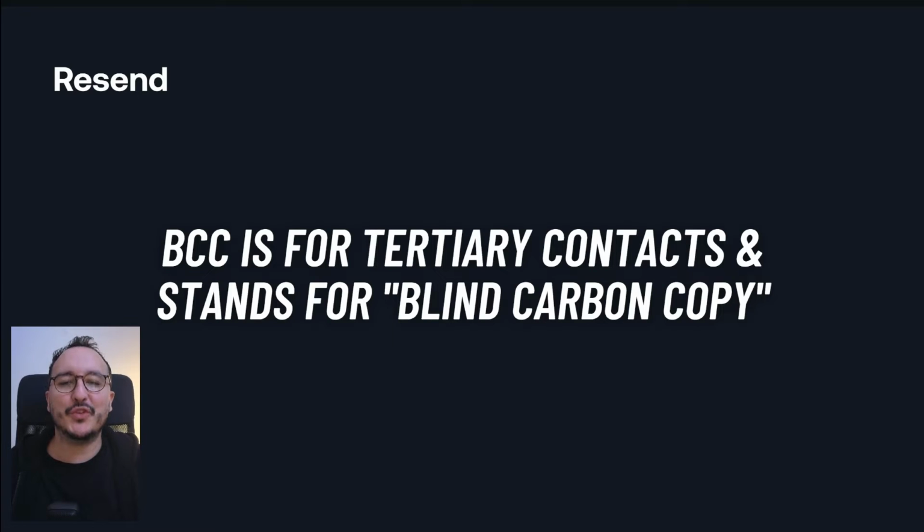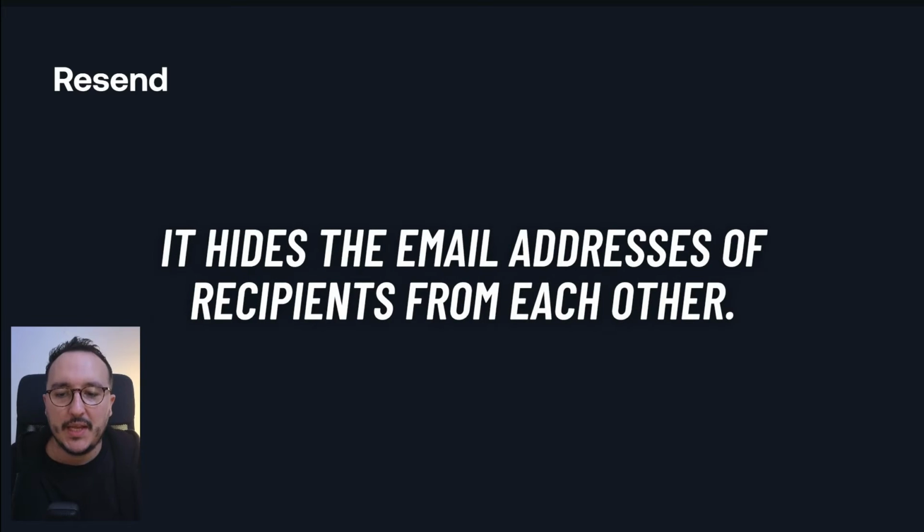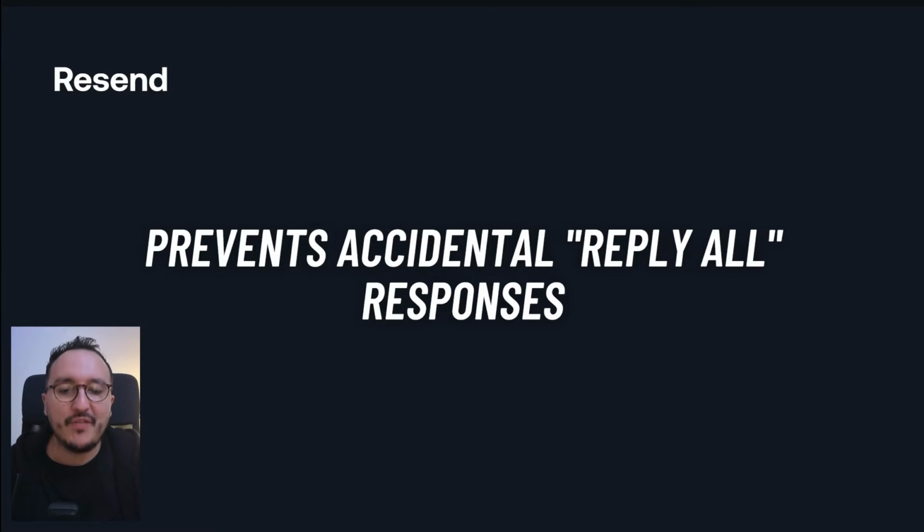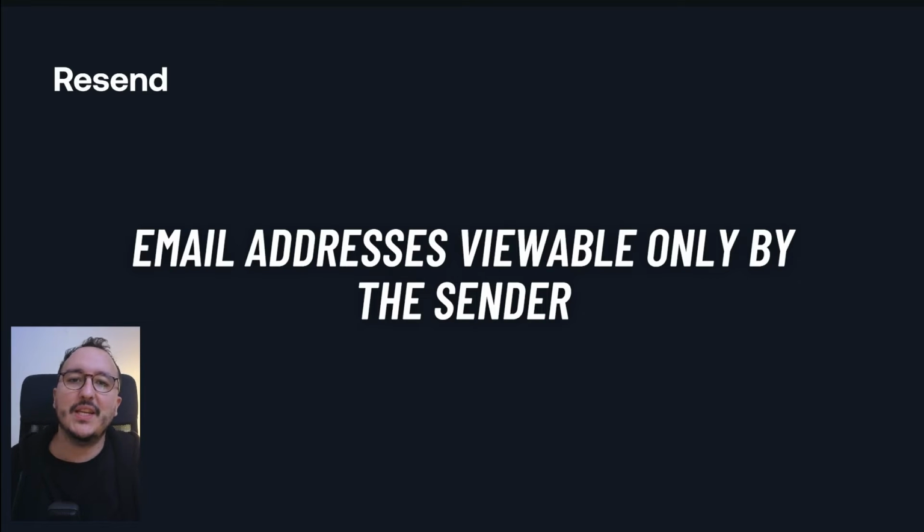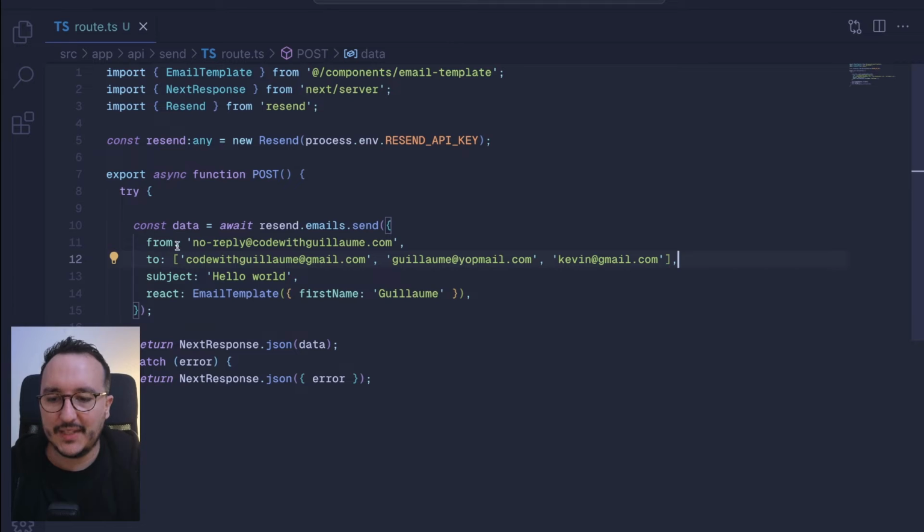BCC is for tertiary contacts and stands for blind carbon copy. It hides the email addresses of recipients from each other, so the opposite of what we just saw with "to". It also prevents accidental reply or response. And finally, email addresses are viewable only by the sender. Let's give an example now.